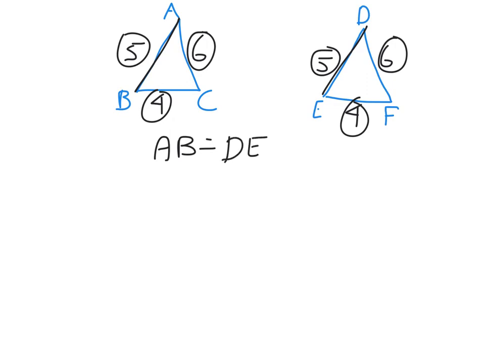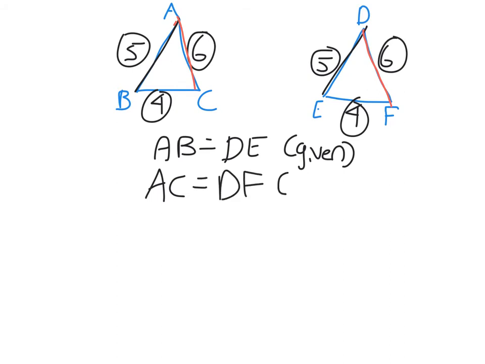Now, when we're showing that two triangles are congruent, we have to write a reason. So the reason was just given. We were just told that they were equal. AC, which is this line here, is obviously equal to that one here. They are corresponding sides. So AC equals DF. Again, that was given. And then again, BC is equal to EF, given.